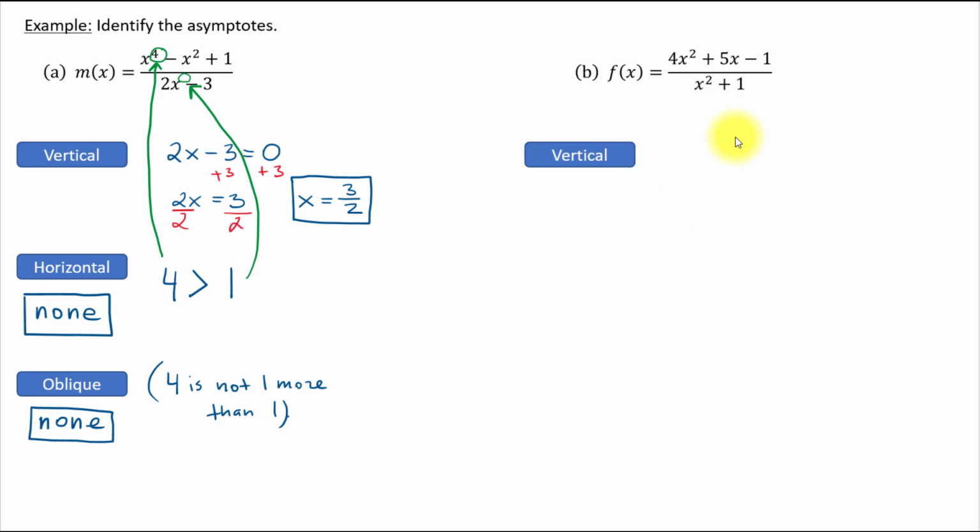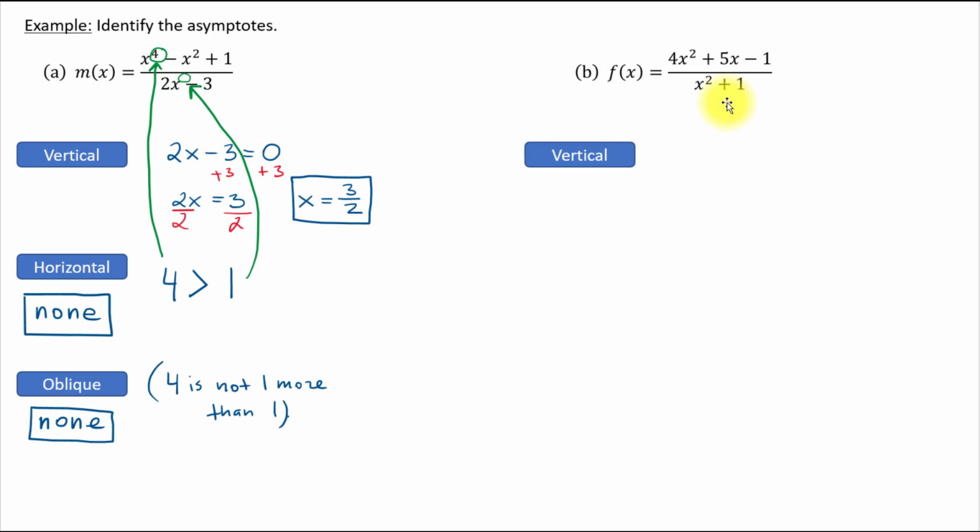Let's try our next example. To identify vertical asymptotes, we have to look at the denominator and see what values of x make it 0. And as I look at x squared plus 1, I realize that nothing will make this expression equal 0. x squared is always non-negative, and then plus 1 makes this expression greater than or equal to 1. So that's how I know that this graph will not have any vertical asymptotes.